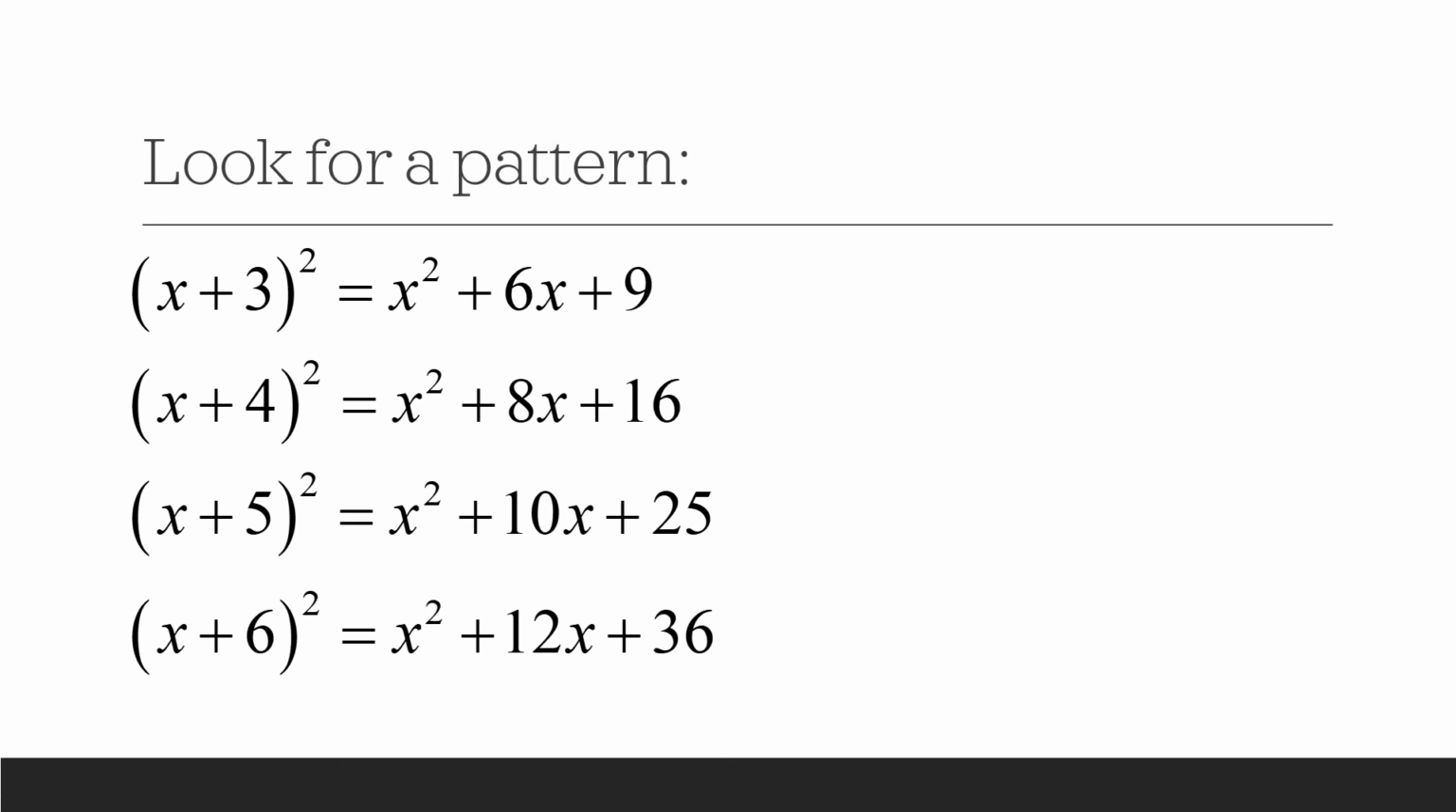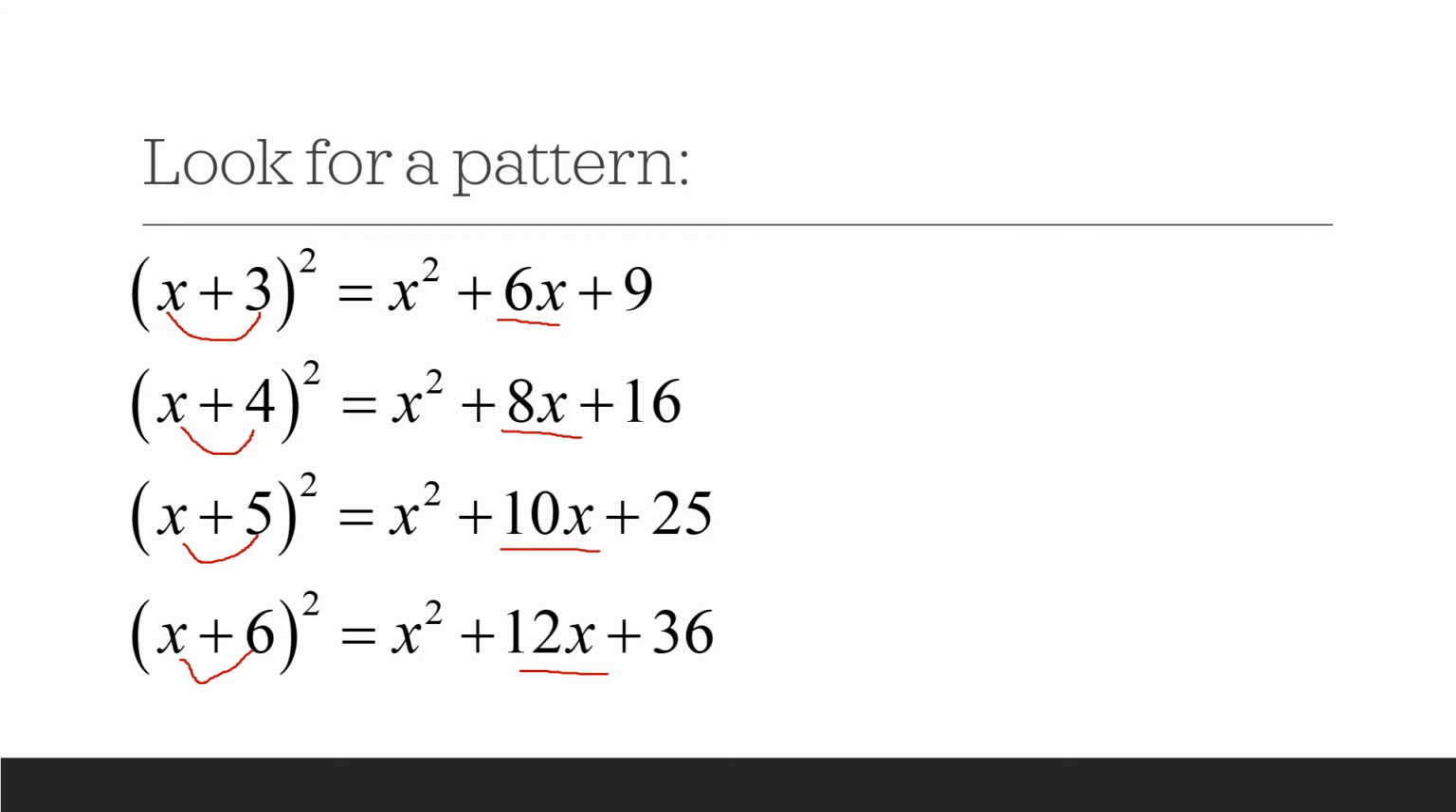So the middle term on each one of these, you can see, is going to be the same thing as multiplying these two together and then multiplying it by 2. So 3x times 2 will give you 6x. 4x times 2 will give you 8x. 5x times 2 will give you 10x. And 6x times 2 will give you 12x.